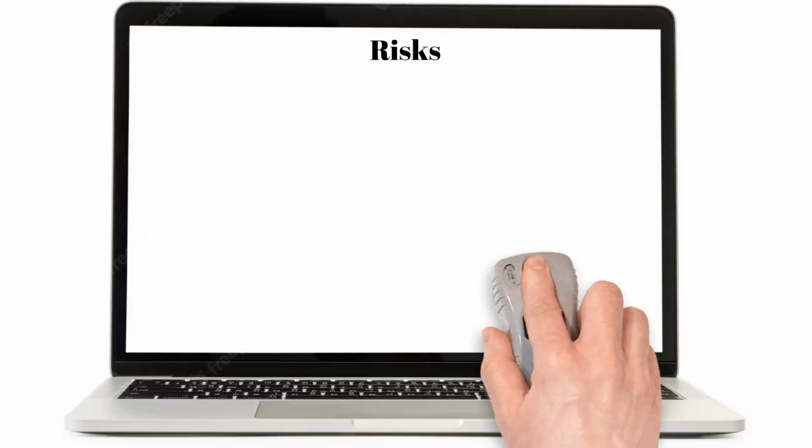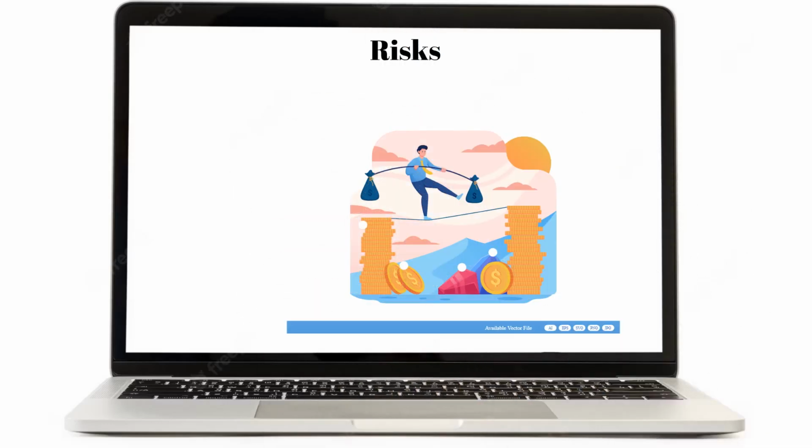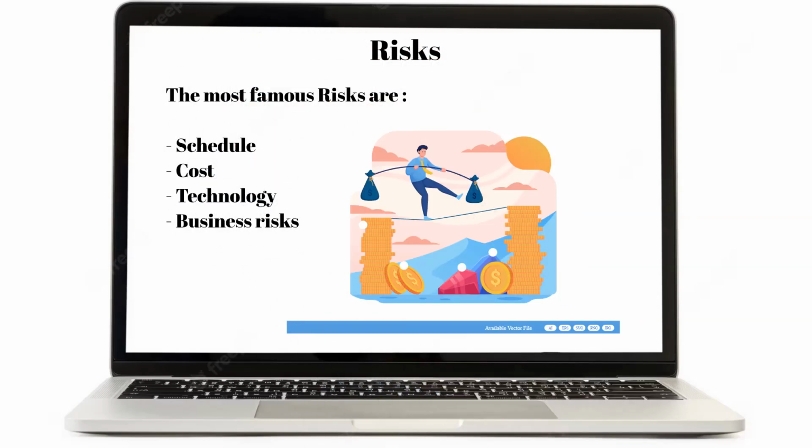Risk can also play an important role in the prioritization of features. There are many definitions of risk, and we will say that risk is anything that might jeopardize the success of the project. The most famous risks are schedule, cost, technology, and business risks. You may want to add a column for risk to the matrix, and when prioritizing features, include the risk in consideration. Risk management is a big elephant, so at this point, we will leave it at that. Later in the course, we will learn about Agile risk management.